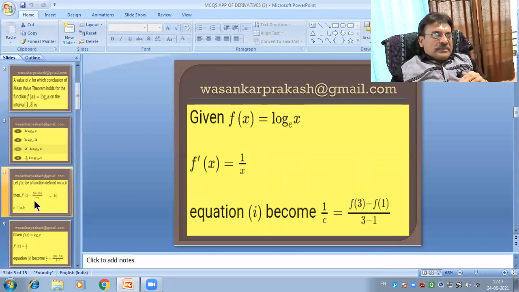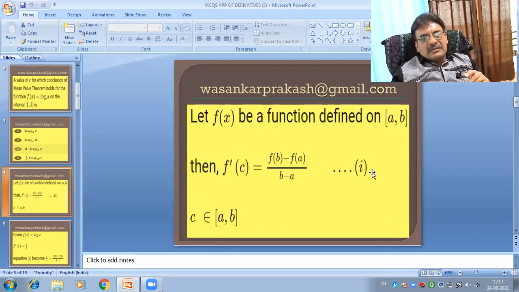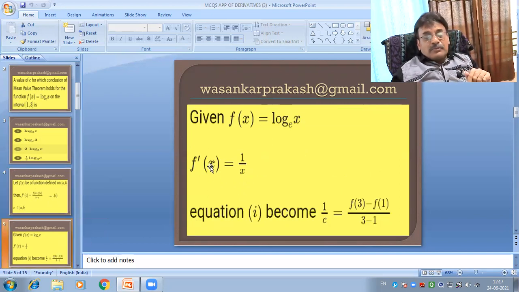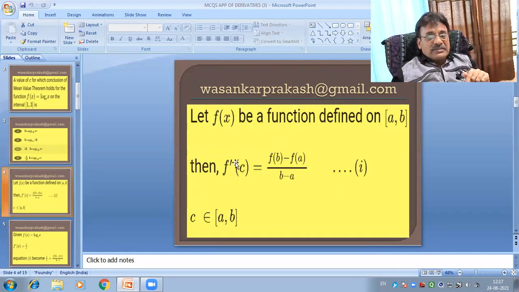Then in this step, equation 1 becomes f dash of c. We found f dash of x equals 1 by x. So put x equals c: f dash of c equals 1 by c. So in equation number 1, we put 1 by c.